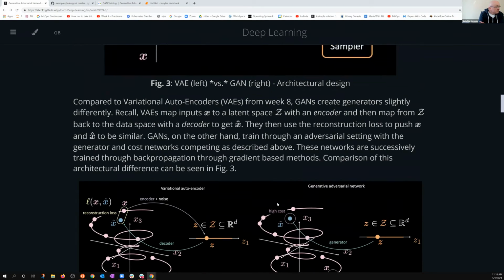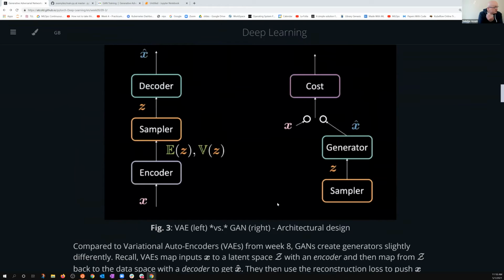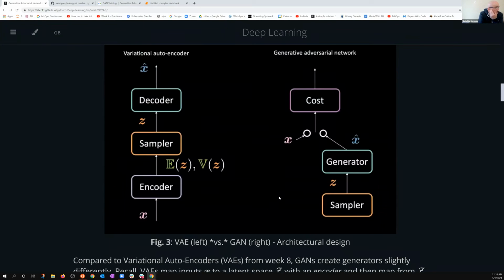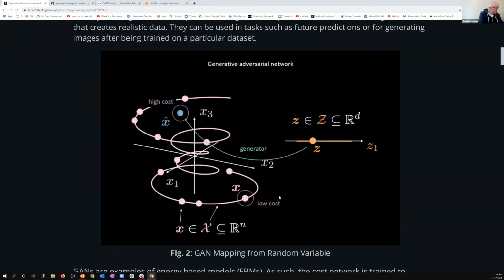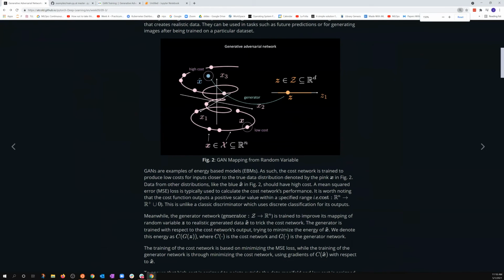Okay. So let me go back to here. I thought it'd be worthwhile going into the differences. Let me make this a little bit smaller. I thought it'd be easier to understand this diagram if we compare it to a variational autoencoder. So hopefully that makes sense.